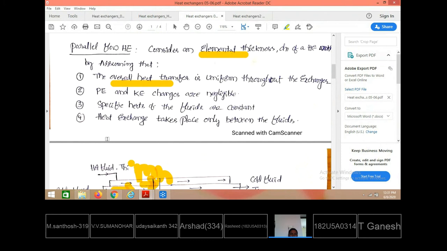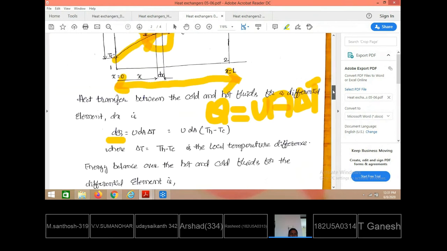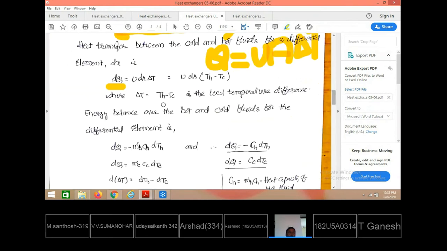So the heat exchange is purely between the hot and cold fluid. That means the quantity of heat lost by the hot fluid is the same as the quantity of heat received by the cold fluid. So that is what we have taken, satisfying all those assumptions, over the elemental length or thickness of the heat exchanger.